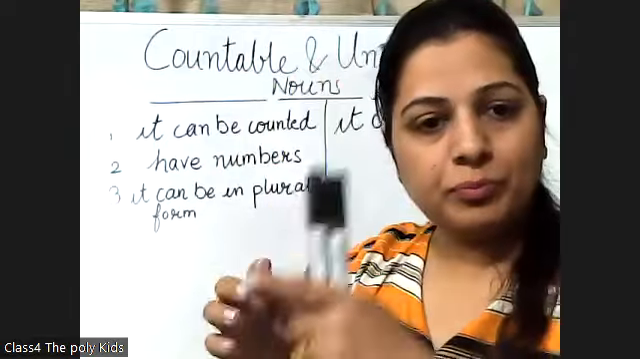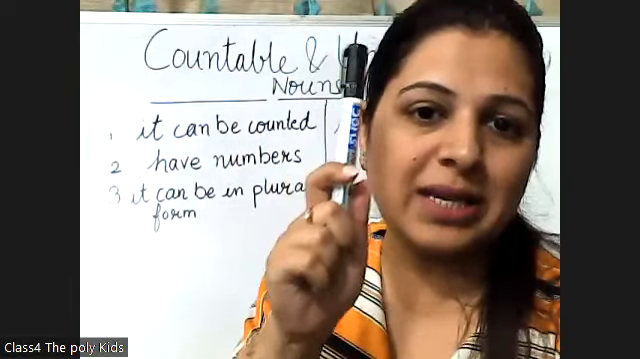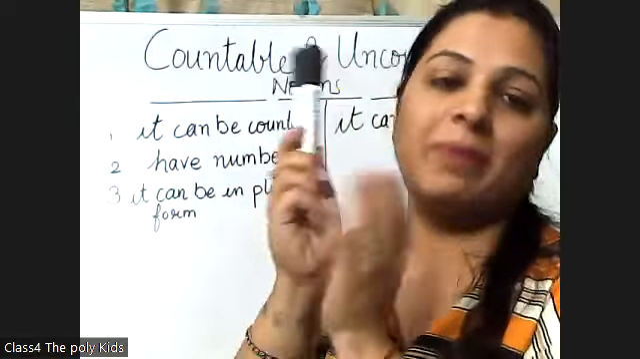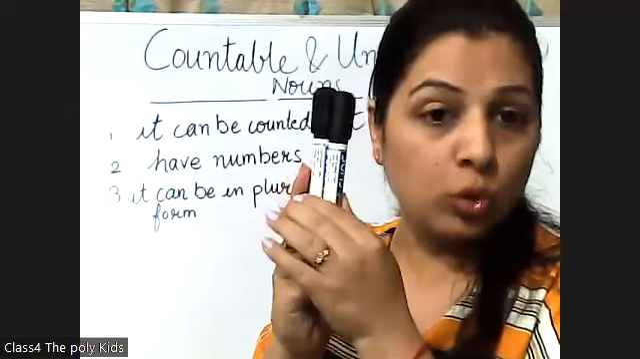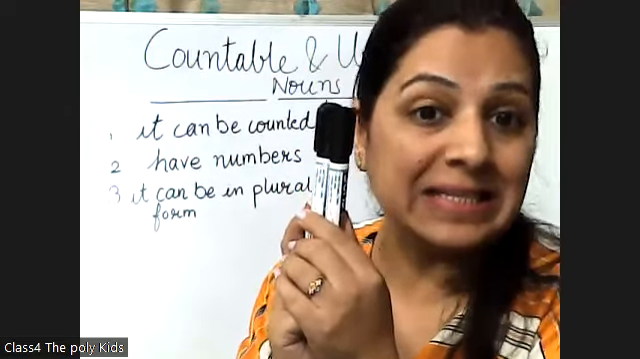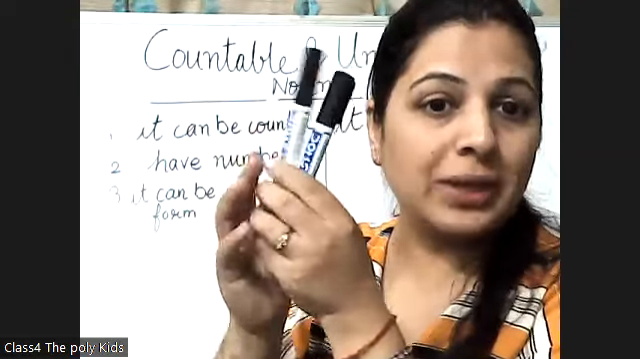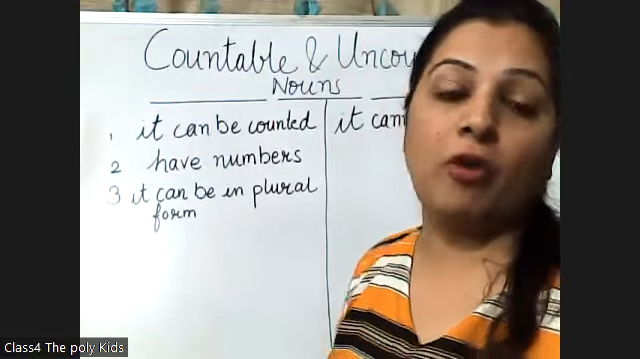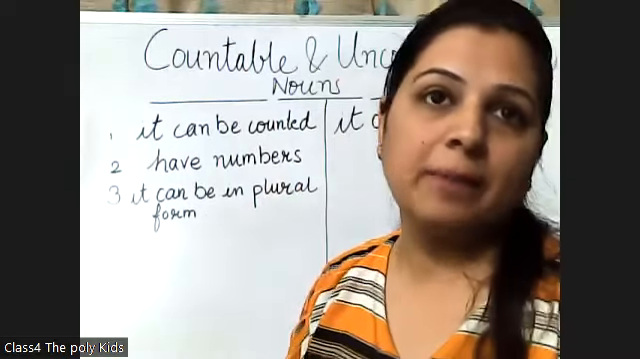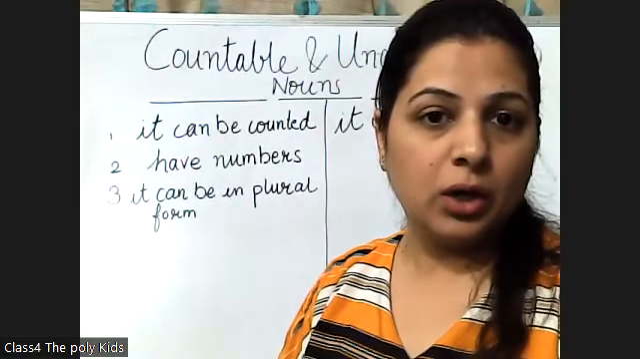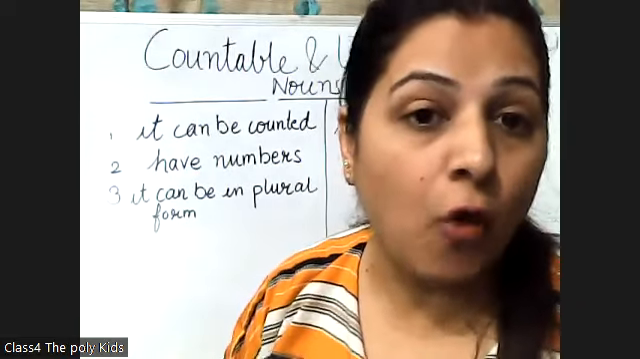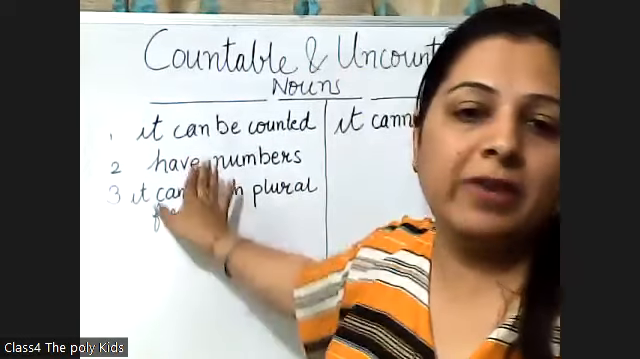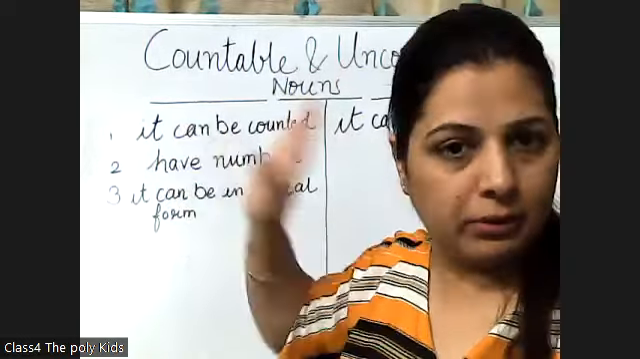That means if I was talking about this, it is only one and it is a pen. But when I added one more, जब मैंने इसमें एक और add कर दिया, 2, it became pens. Now I have 2, so it is pens. So in countable noun, we can have plural form. For example, 8 balls, 2 apples, 5 bananas, 4 chairs. We have number and it can be counted.